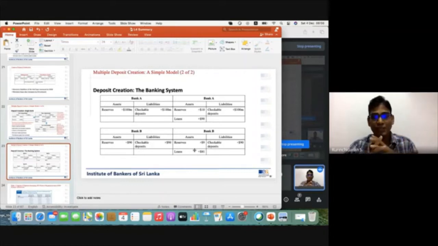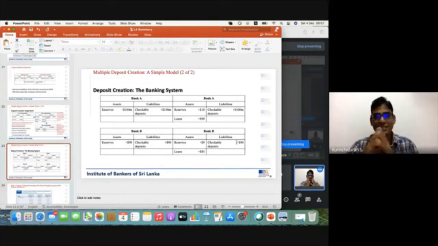Now, if you see the bank B balance sheet, now reserve is 9, loan is 81, checkable deposits is 90. Now you could see the central bank gave you only 100 million. But how many deposits are there? Now it's bank A, 100 million deposit is there. Bank B, 90 deposit is there. So deposits are created now. This is what we call deposit creation.